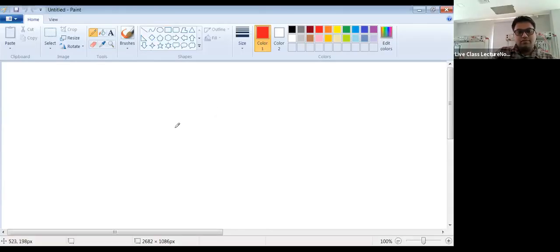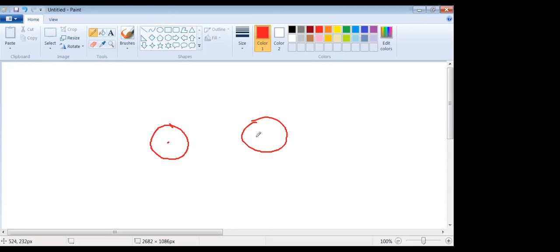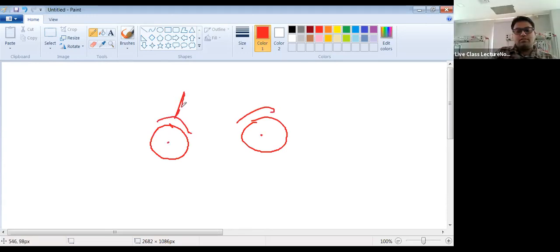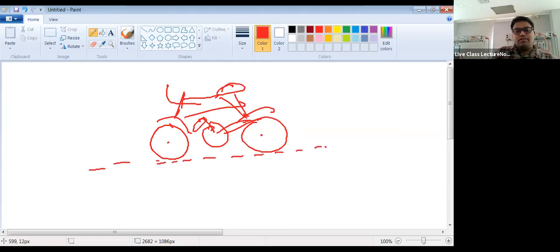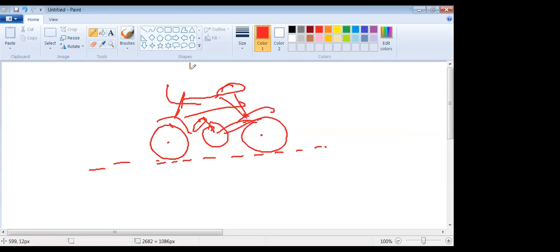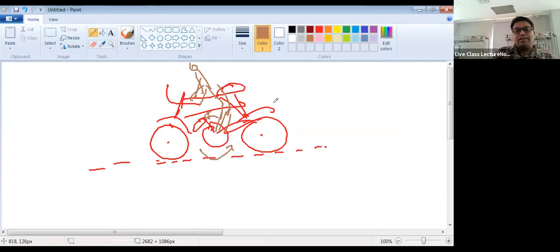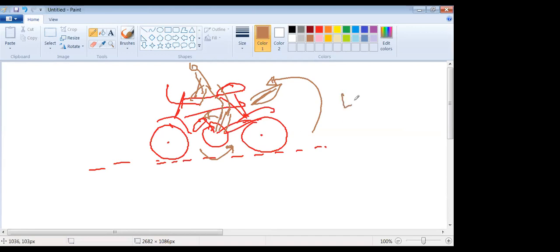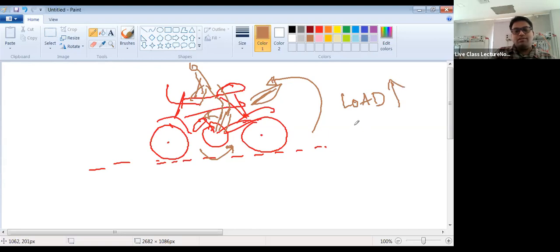Say you have a cycle, and someone is riding it like this. There is only one person sitting on top of the bicycle. Load and frequency are inversely proportional. So you are running the cycle, and suddenly Abhijit jumps onto your cycle and also starts to ride. Then what will happen? Will the speed of rotating the wheels increase or decrease? Decrease. So that means if you have extra load, your frequency will decrease.